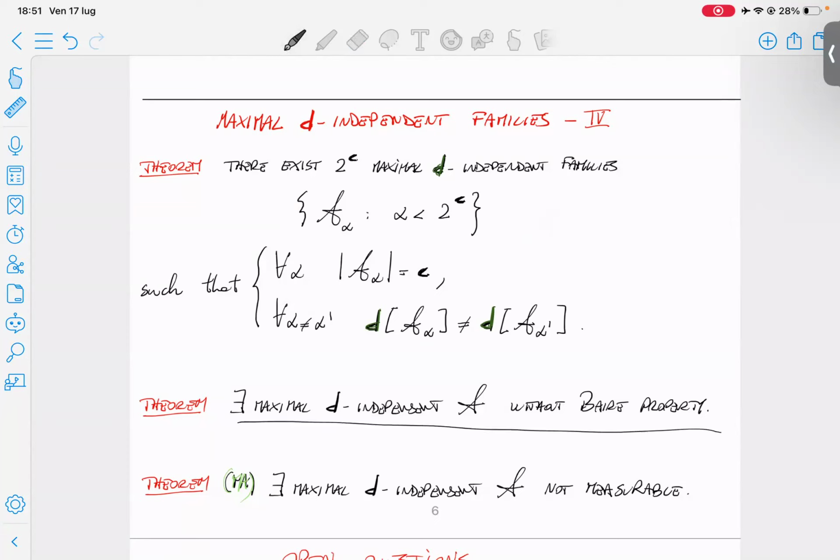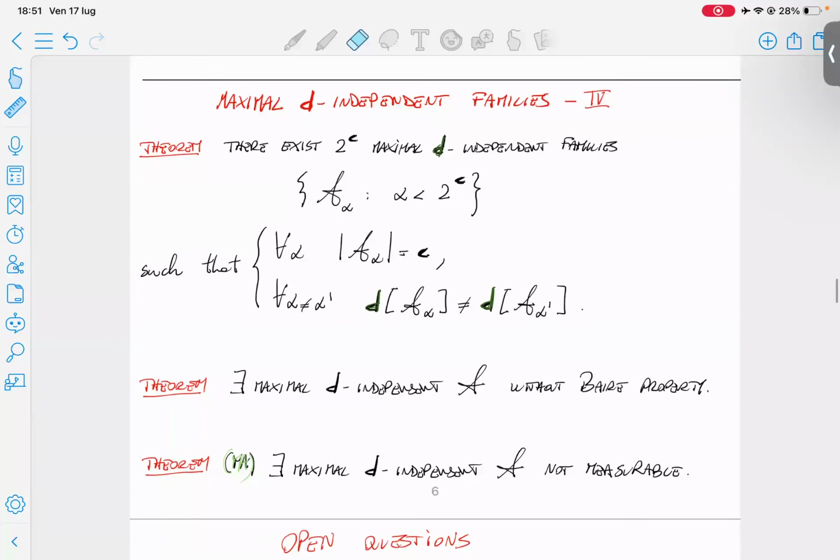Unconditionally, there exists a maximal D-independent family without the Baire property, and under some additional axiom, also here we don't know whether we need it or not, there exists a maximal D-independent family which is not measurable. Measurable with respect to, let's say, the Lebesgue measure on the Cantor space, or if you want, the product measure of 1/2, 1/2 on the power set, 0,1.